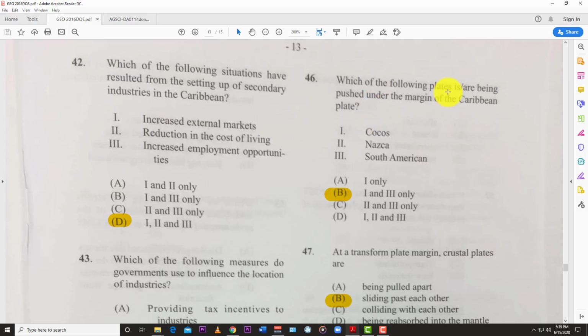46. Which of the following plates is or are being pushed under the margin of the Caribbean plate? And you have some options. Is it the Cocos, or is it the Nazca, or is it the South American? And so the answer here is B, 1 and 3 only, which is the Cocos and the South American.